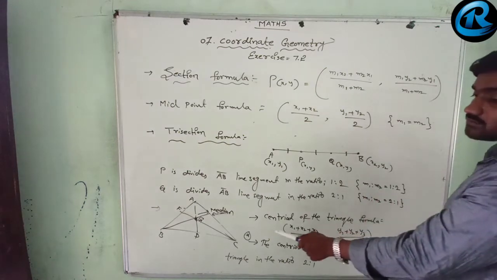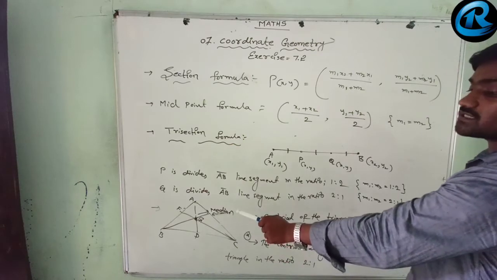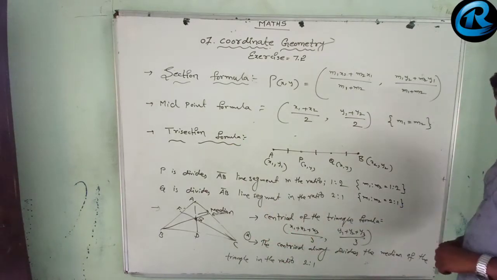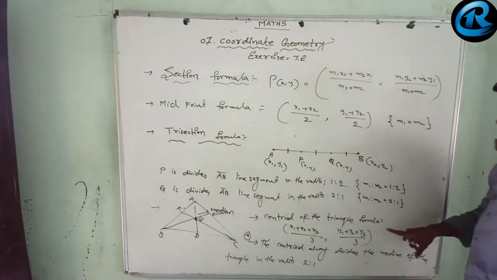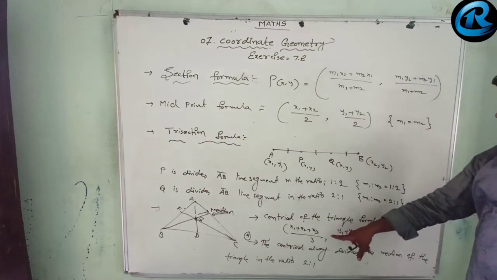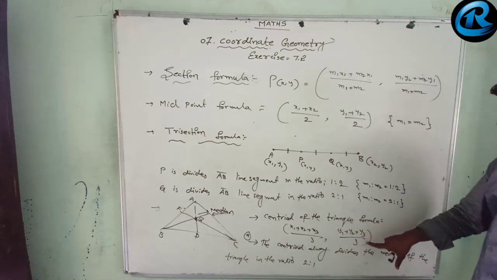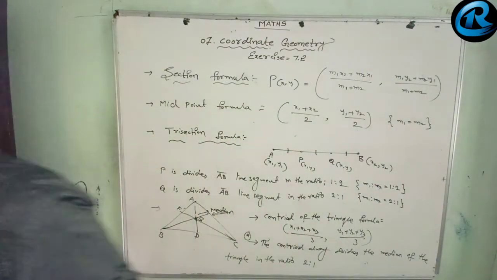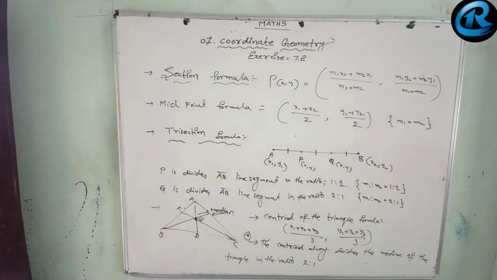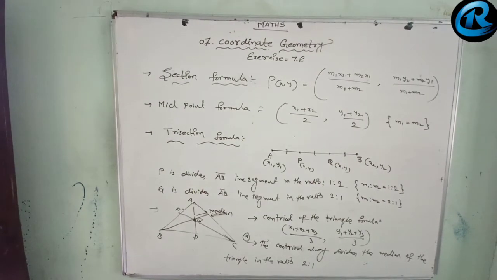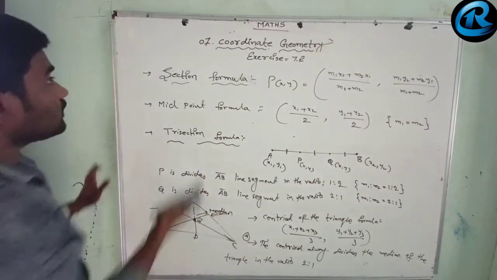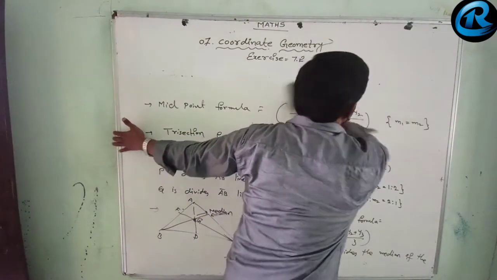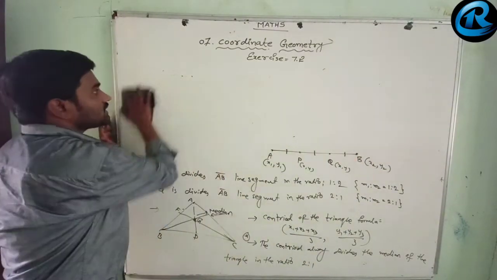And centroid means where the medians of the triangle intersect each other. To find the centroid, the formula is x1 plus x2 plus x3 by 3, y1 plus y2 plus y3 by 3, and the centroid always divides the median in 2:1 ratio. Please remember all this. Now we go for the exercise problems. This exercise also we will do in two parts.